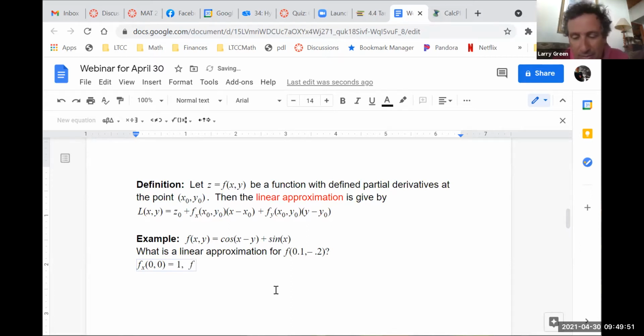What's f sub y of 0, 0? Well, I take the derivative with respect to y, and that is going to be positive the sine of x minus y. Plug in 0, 0, you get 0. Plus 0, and that just gives me 0. Any questions on that so far?